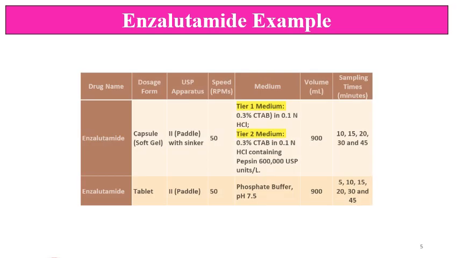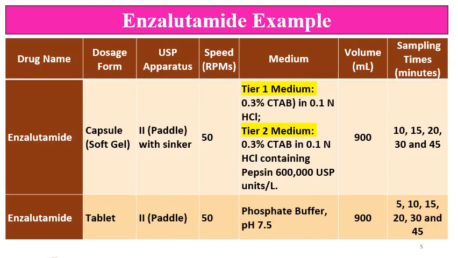Then another example is the enzalutamide capsule and tablet example. Enzalutamide is also an anti-cancer molecule for prostate cancer. It is available in soft gelatin capsule and in tablet formulation. Here, sinker they have used, apparatus is the same, speed is also the same. Here the medium is with two tiers, that is tier 1 dissolution medium, tier 2 dissolution medium.